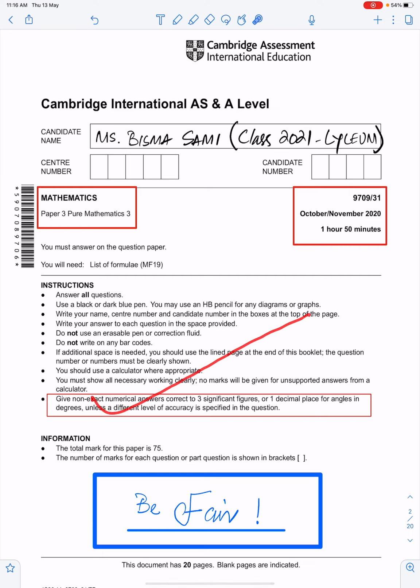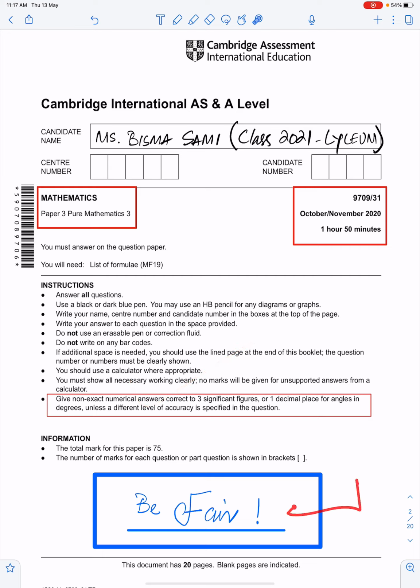All these instructions are very important, especially this last one. Give non-exact numerical answers correct to 3 significant figures or 1 decimal place for angles in degrees, unless a different level of accuracy is specified in the question. Must follow all these instructions.